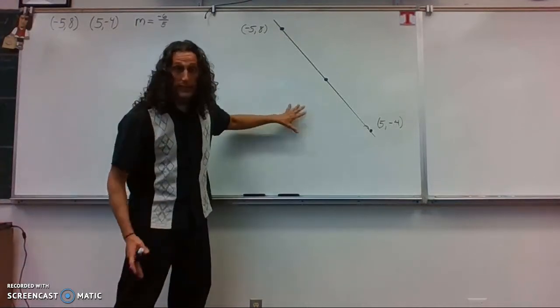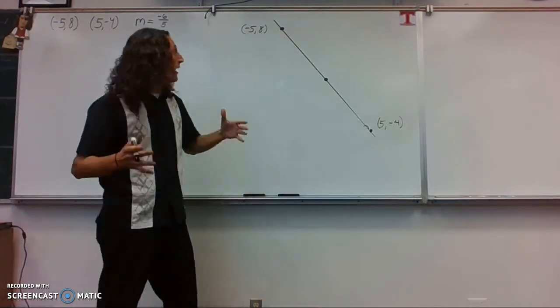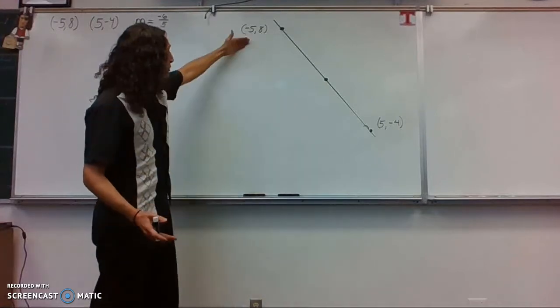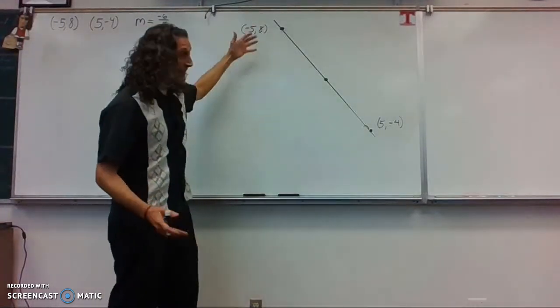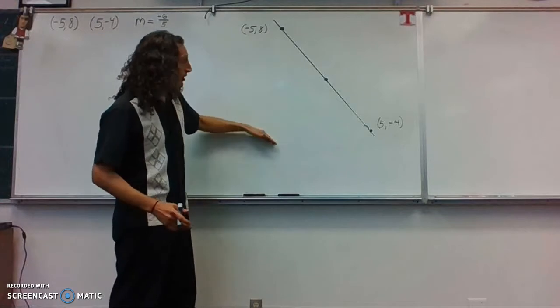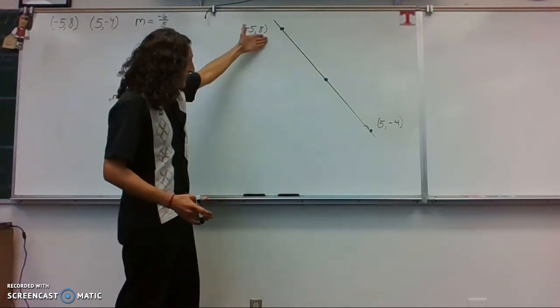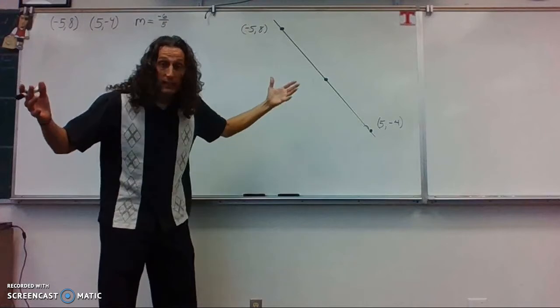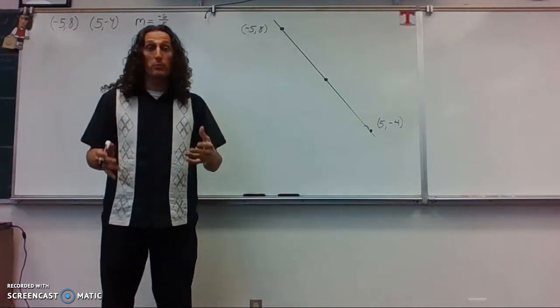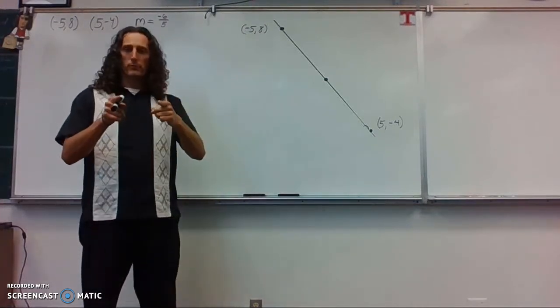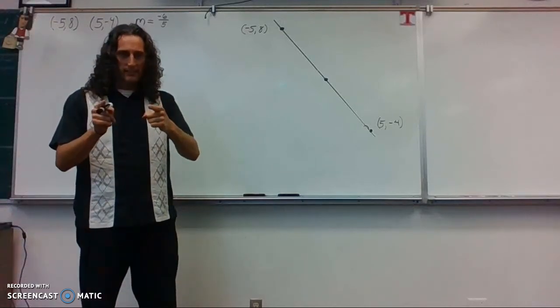I lost my coordinate plane. I don't know where my coordinate plane is. I don't know how to find slope if I don't have a coordinate plane. If I just have two dots and a line, where am I supposed to start? Where's the x and y axis? Where's the origin? How do I make sure that this is down how many? What do I do to find slope if I don't have a plane? You relax, because that's what today's lesson is about.